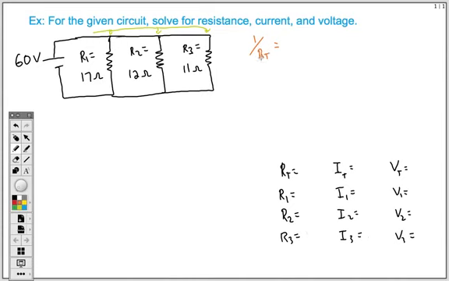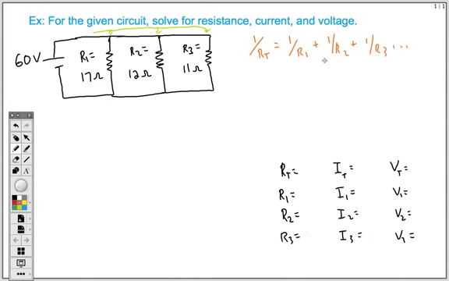Okay, so our total resistance is inversely related, and the way that we complete this rule is that we add up all of our resistors. So it looks something like this. 1 over RT is equal to 1 over R1 plus 1 over R2 plus 1 over R3. If you have more, you're going to continue that.